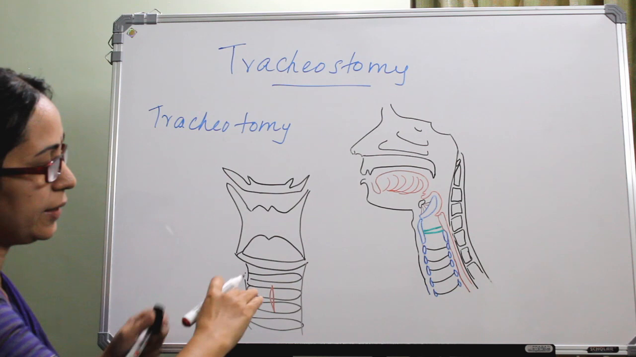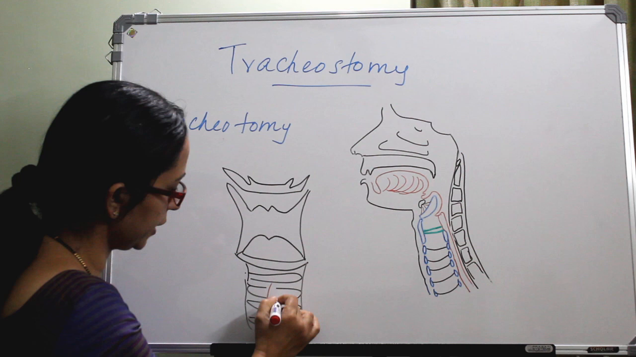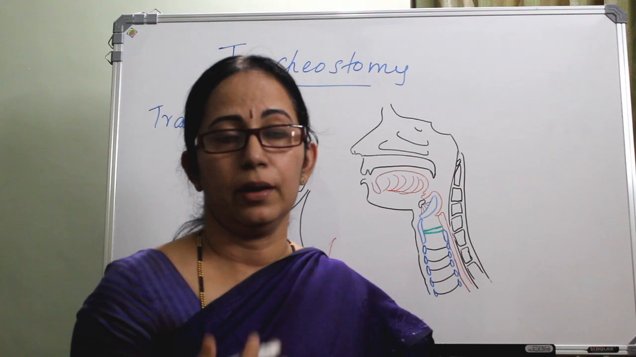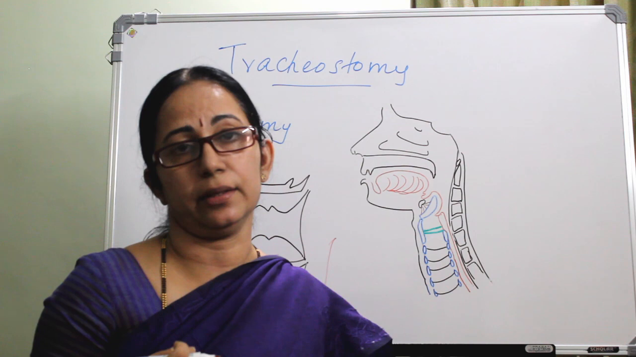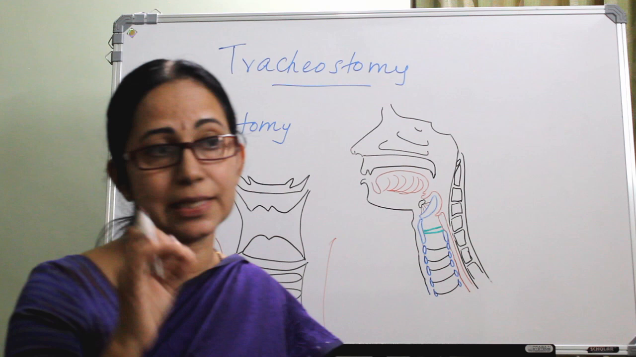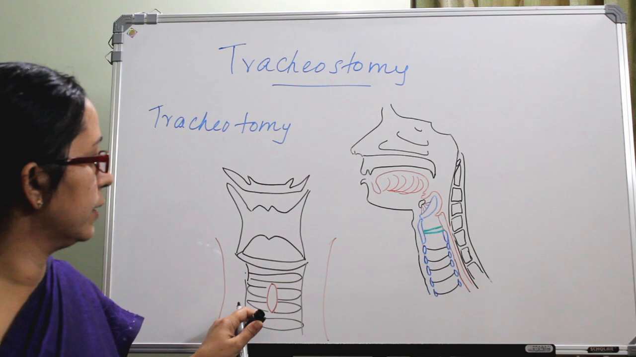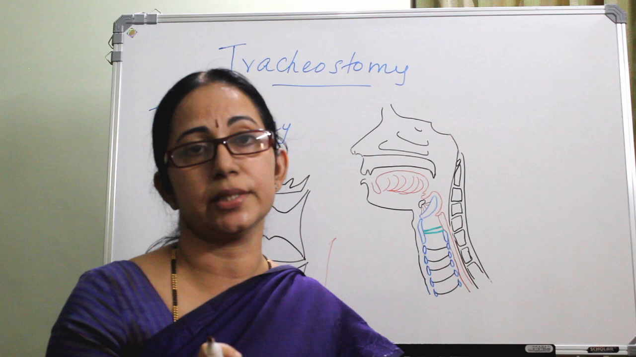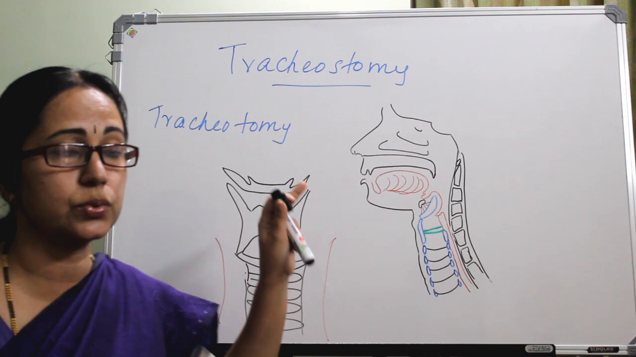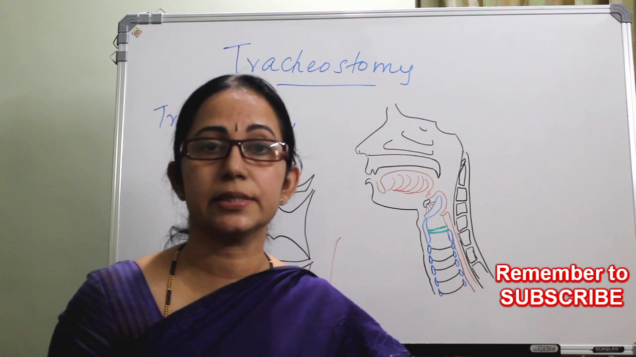And if it is made into a permanent communication which is connected to the skin over the trachea, so there is a communication through the skin into the trachea, it becomes a tracheostomy. Stomy means an opening made through the skin. You might have heard of gastrostomy, jejunostomy, like that. In a tracheostomy, there is a communication through the skin to the trachea. So that is the basic difference between a tracheostomy and a tracheotomy. Actually, tracheotomy is a step of tracheostomy.